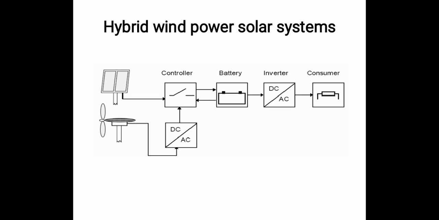This figure shows the hybrid wind solar power system. Here we have solar panels as well as a wind turbine, and solar power is connected to the controller. Then the wind turbine is connected to the inverter, AC to DC, and from AC to DC it is again connected to the controller. Then both are connected by the battery, again the inverter, and then the consumer. This is the typical picture of a hybrid wind solar power system.